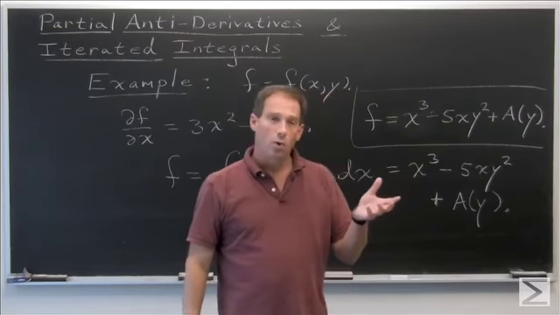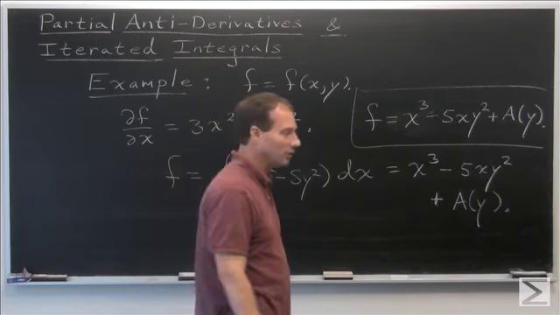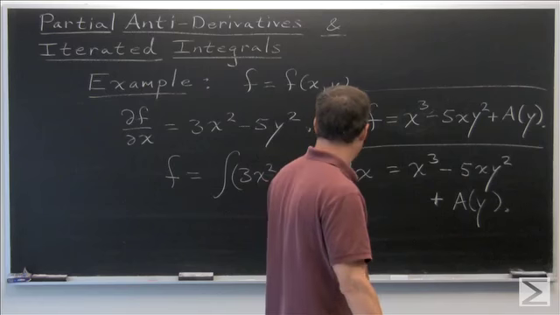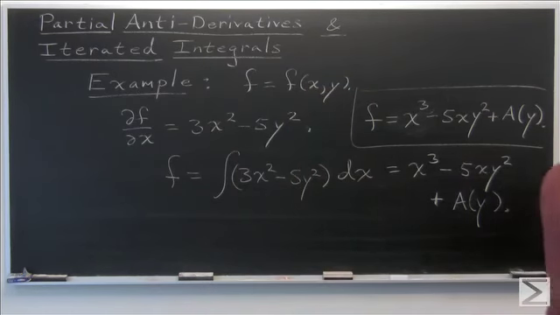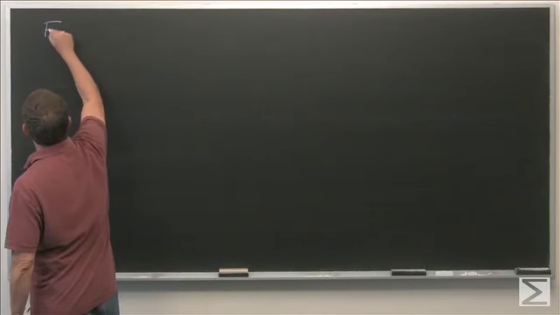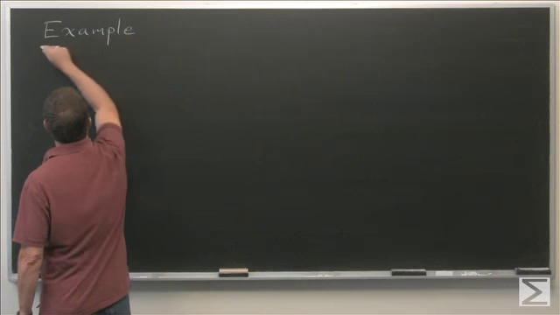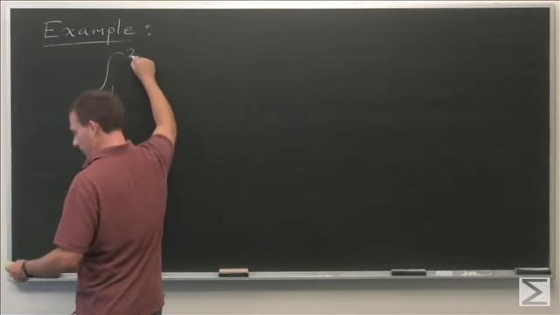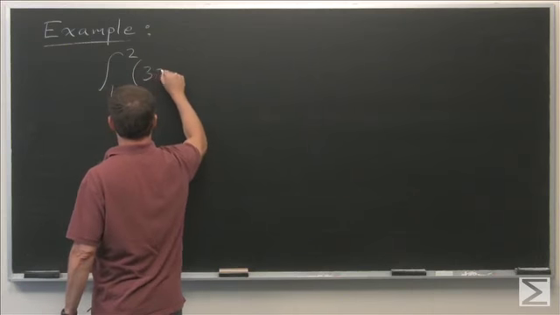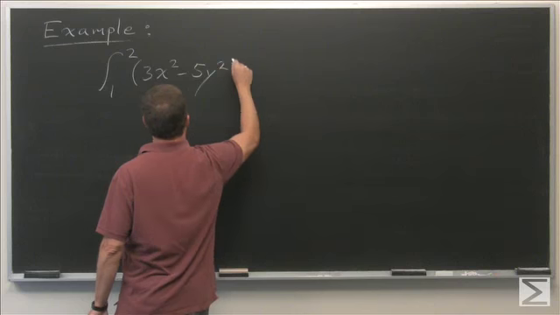All right, what about a definite partial integral? So this is an indefinite integral, anti-differentiating. What if we take the same example, but now put some limits of integration in there? So the limits I want are the integral from 1 to 2, 3x squared minus 5y squared dx.